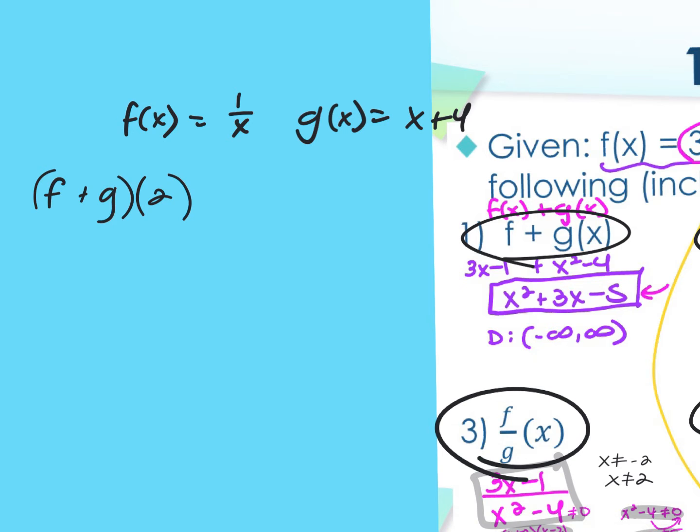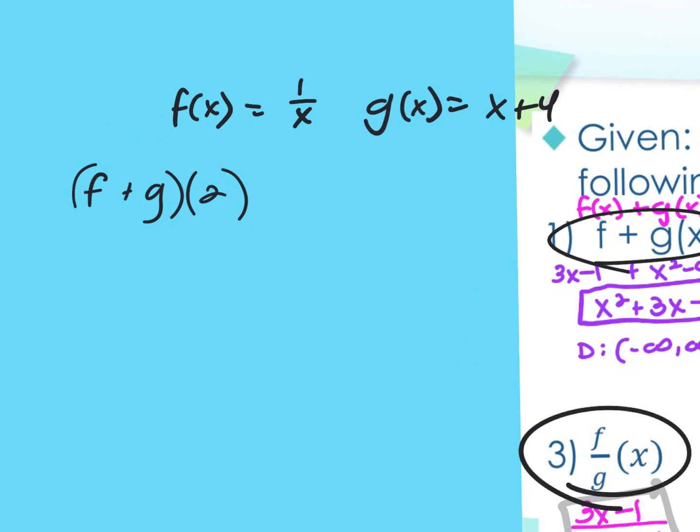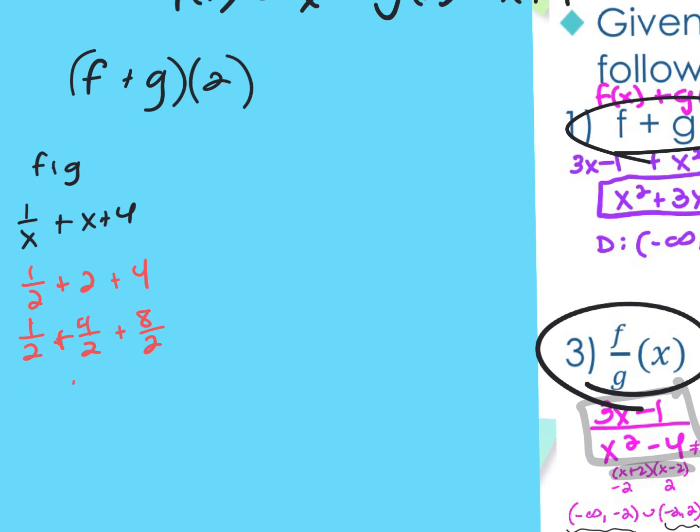There's 2 ways to do that. One is find f plus g first, which is 1 over x plus 4. And you can't combine, you could just leave that as it is, right? Because you'd have to find a least common denominator to combine it. That gets messy. You could literally leave it as it is. And then I can plug 2 in. 1 over 2 plus 4, which is 1/2 plus 4/2 plus 8/2, or 13/2.